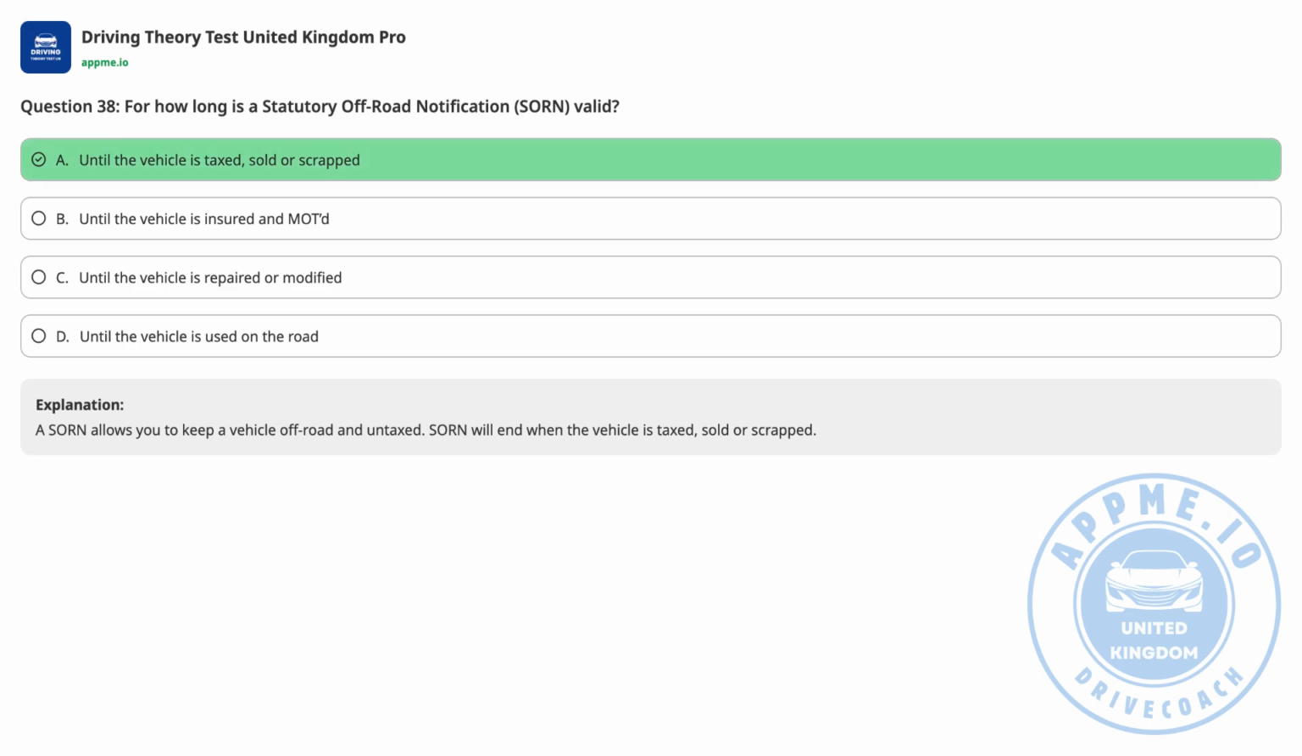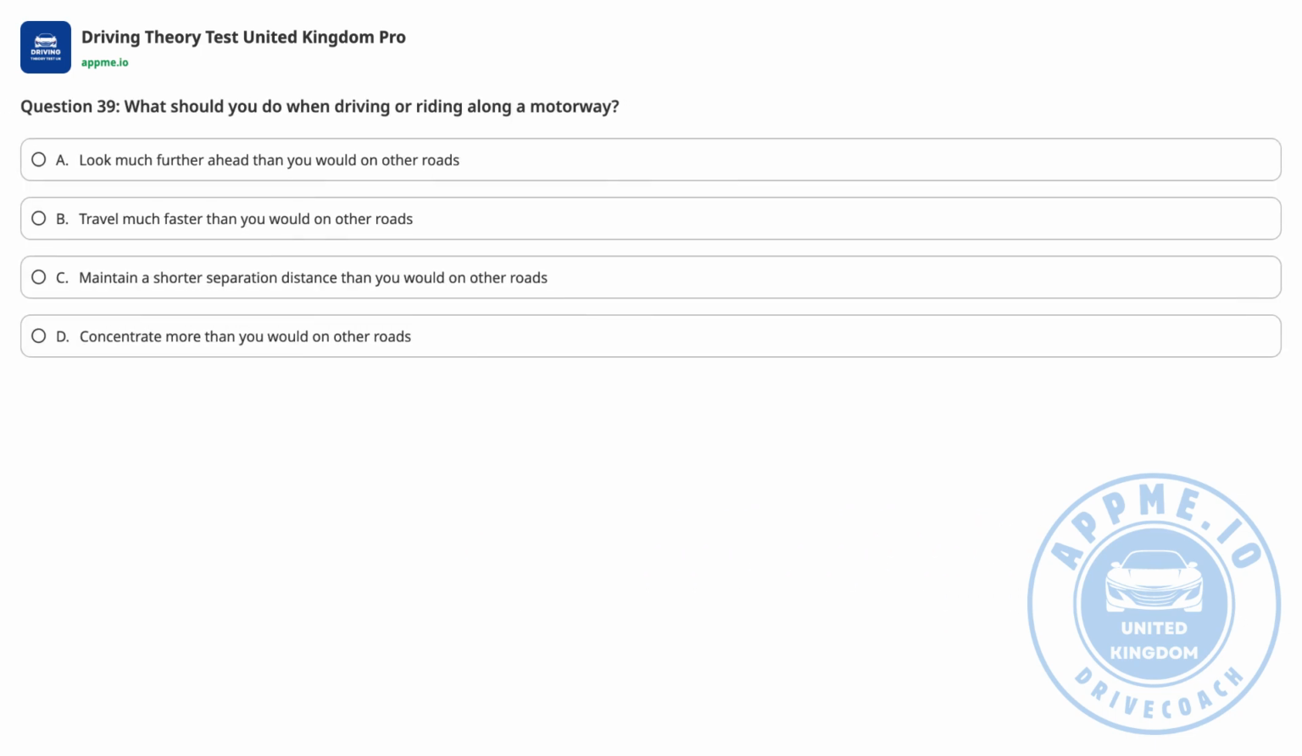The correct answer is A. Question 39. What should you do when driving or riding along a motorway? A. Look much further ahead than you would on other roads. B. Travel much faster than you would on other roads. C. Maintain a shorter separation distance than you would on other roads. D. Concentrate more than you would on other roads.